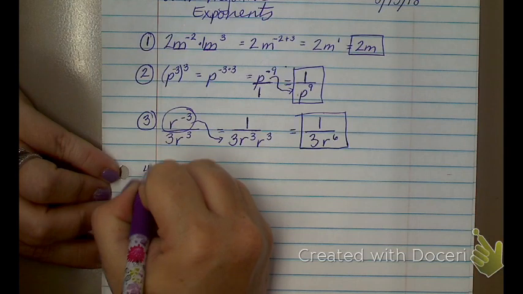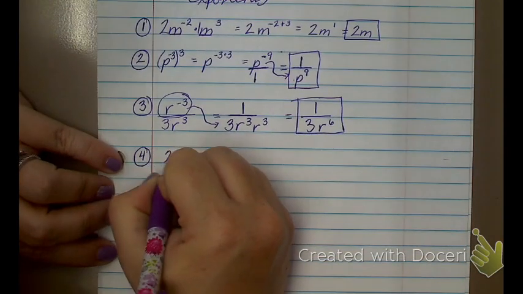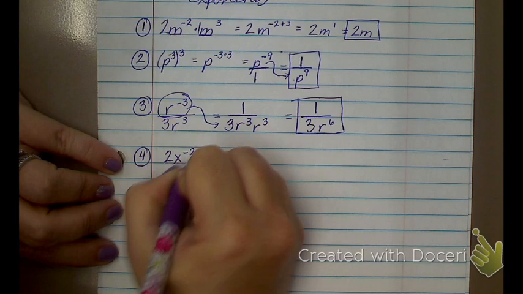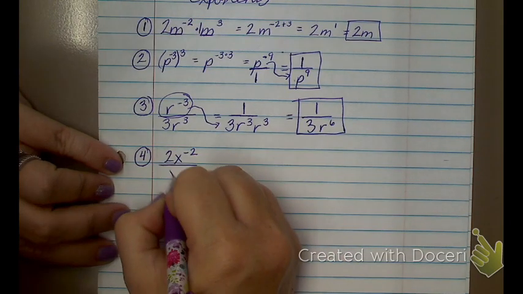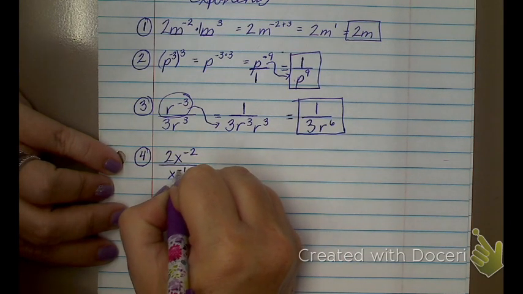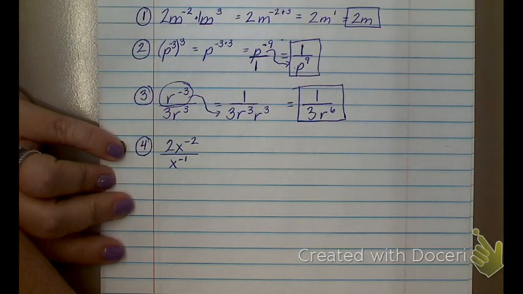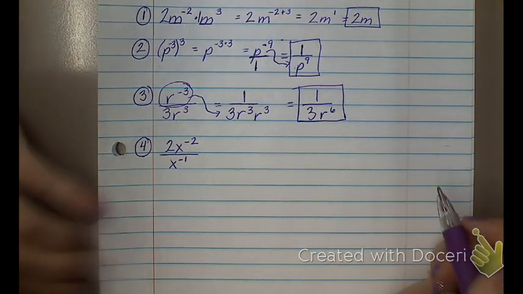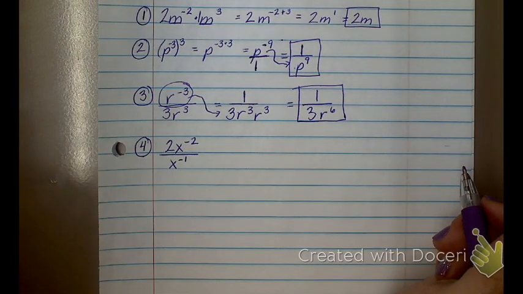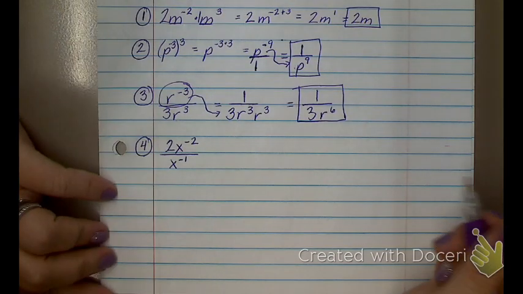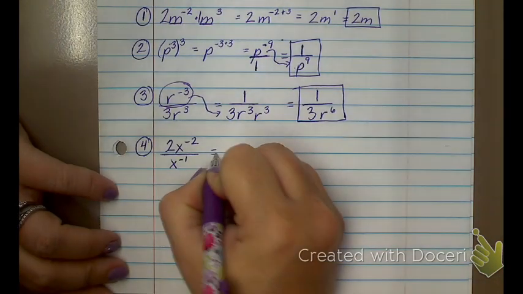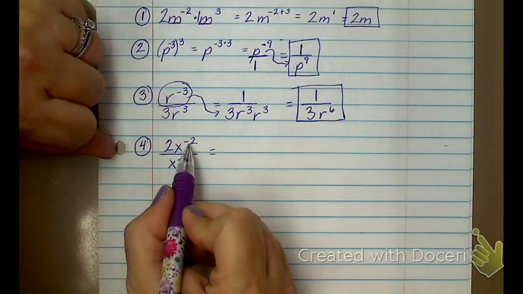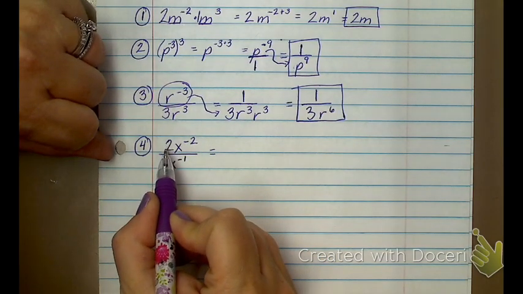Okay. Number 4. 2x to the negative second over x to the negative first. So I have an x on top and an x on the bottom. I could use my subtraction rule, but my subtraction rule is a whole lot easier to do when I'm dealing with positive exponents. So I'm going to move the terms around first to get those positive exponents, then I will use my subtraction rule. So here's my first question. Does this negative 2 apply to that big 2 out in front?